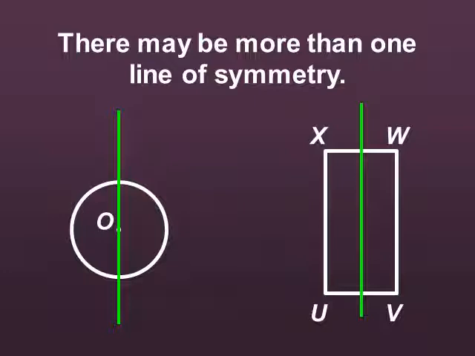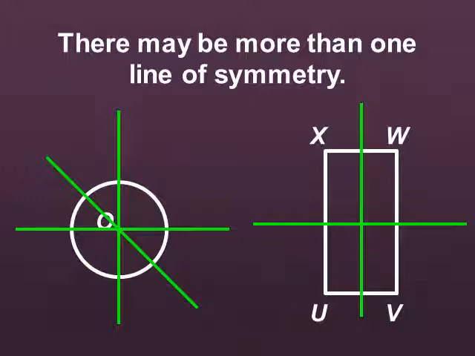So more than one line of symmetry. Now the circle, like I said, has infinitely many lines of symmetry as long as they go through the center O. And the rectangle has a second line of symmetry that makes it a reflection horizontally as well.